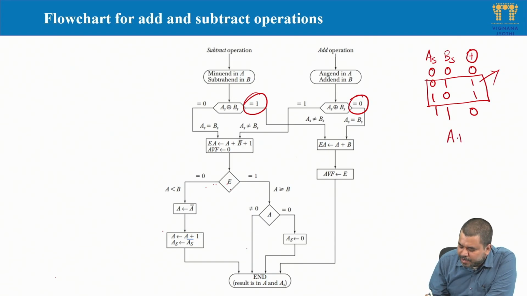Just represent A plus B with this micro operation, and the result is stored in A and the external carry is stored in E, right? Now while performing the addition, we need to take care about the overflow. So what is the overflow? Overflow in this case, these are unsigned numbers, right?